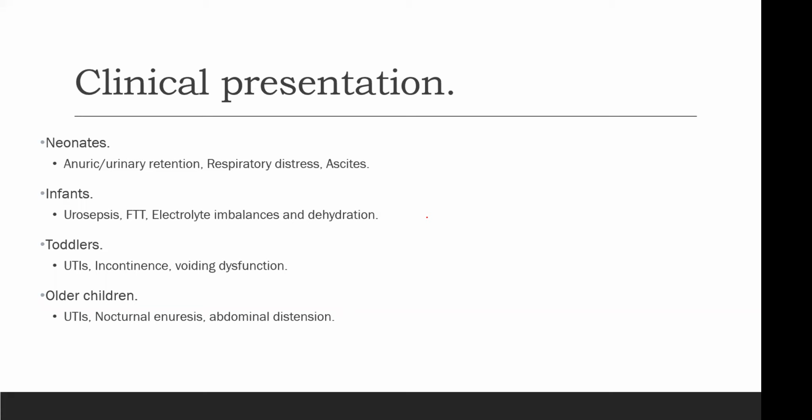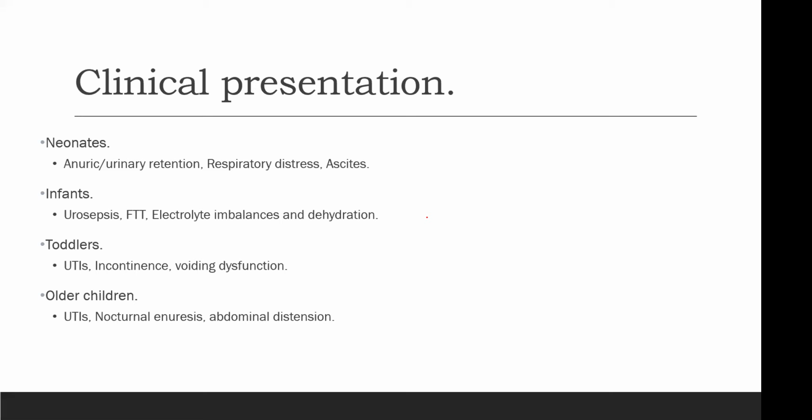Infants will present with urosepsis, which is just irritable kids with high fevers. They might also have feeding intolerance during that time. You might pick up that they have failure to thrive, some electrolyte imbalances, as well as dehydration. Toddlers tend to present more with urinary tract infection. They can have incontinence or just voiding dysfunction. They can have dribbling after voiding, or not completely emptying the bladder.